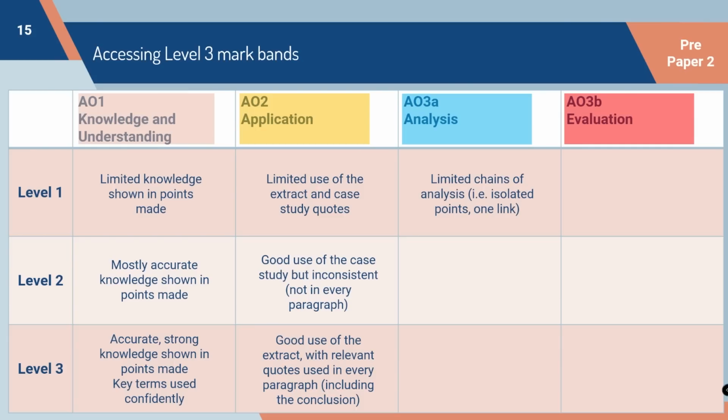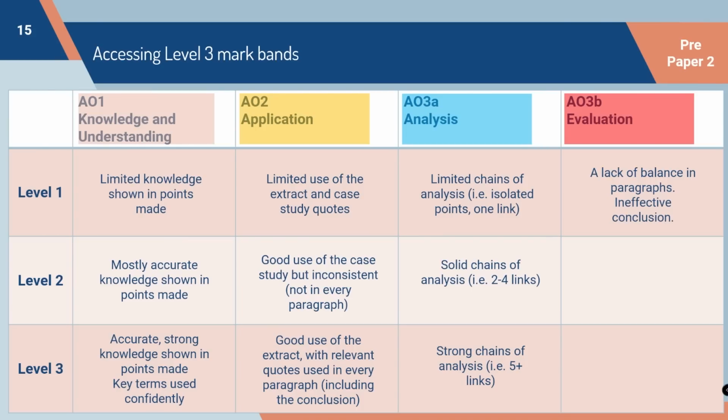Analysis is going to be about your BLTs. Now, you make your point, then do your BLT. So if you only have isolated points and maybe haven't provided very many links, you might get level 1. 2 to 4 links will be level 2, and 5 and above links will be level 3. So obviously for the 6, 9 and 12 markers, if you're doing 2 BLT paragraphs, you should have 3 in paragraph 1, 3 in paragraph 2, so that should get you to level 3. If you're not in level 3, it's because one of your links wasn't strong enough, or was repeated, or wasn't an accurate link.